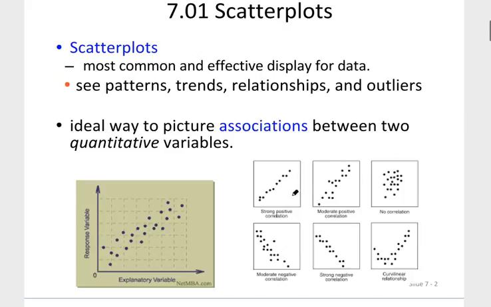So scatter plots are used for two sets of data. What we want to look at with scatter plots are patterns, trends, relationship, and outliers. And I'll give you a list of exactly what you need to write about when you look at a scatter plot. So here we have a picture of a scatter plot.